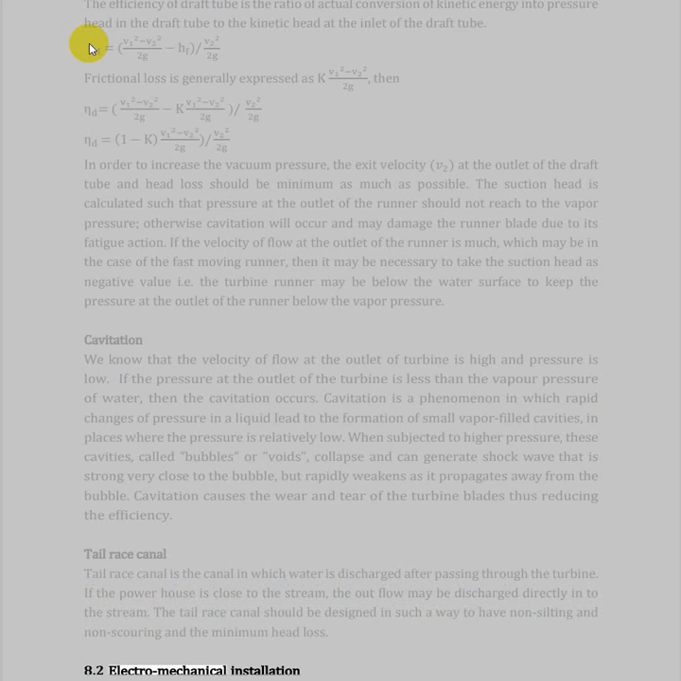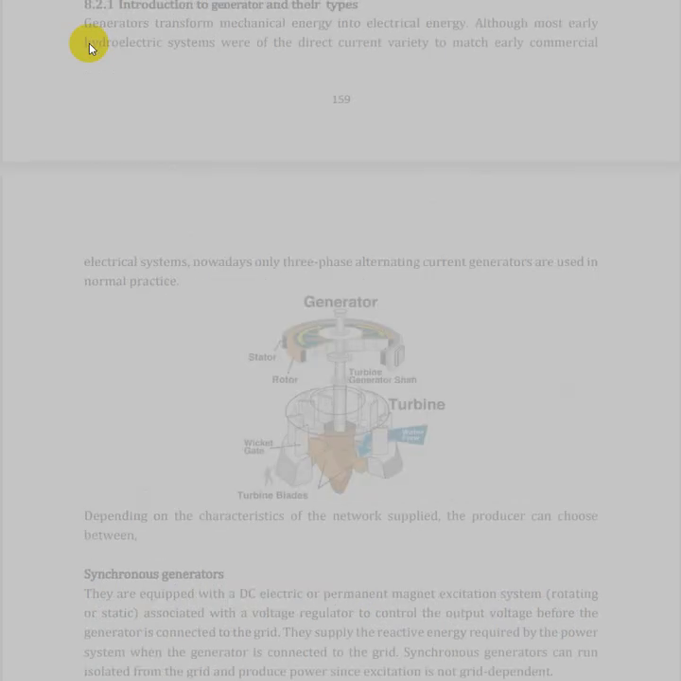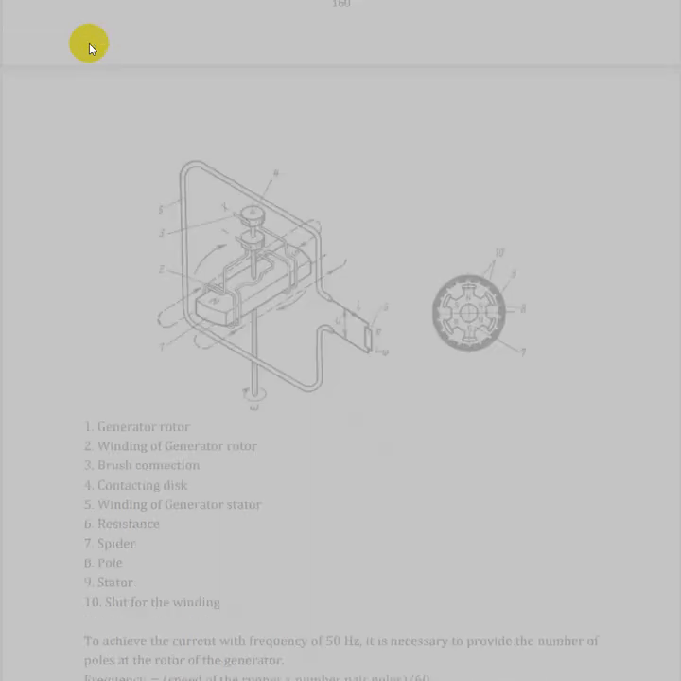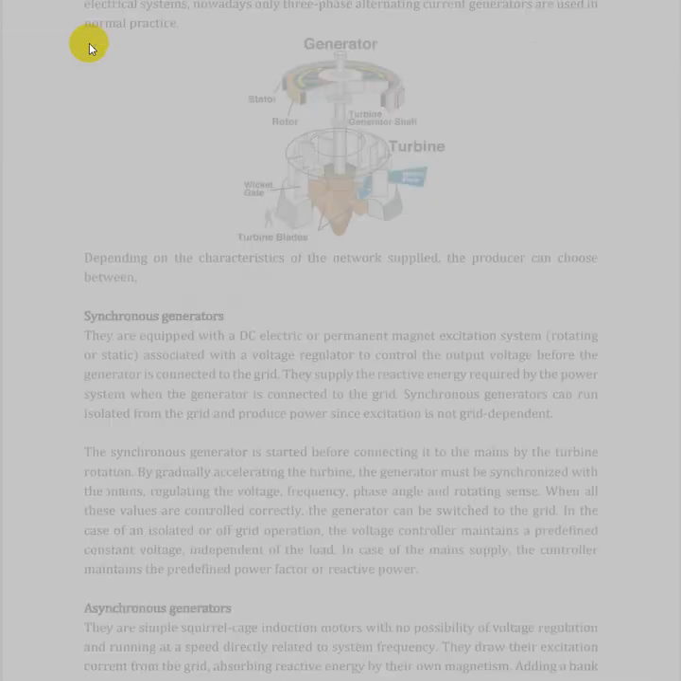8.2 Electromechanical installation. 8.2.1 Introduction to generators and their types. Generators transform mechanical energy into electrical energy. Although most early hydroelectric systems were of the direct current variety to match early commercial electrical systems, nowadays only three-phase alternating current generators are used in normal practice.